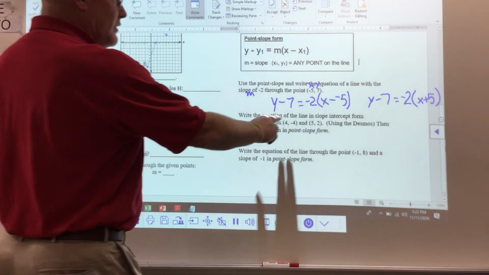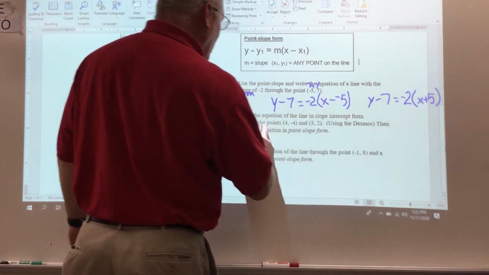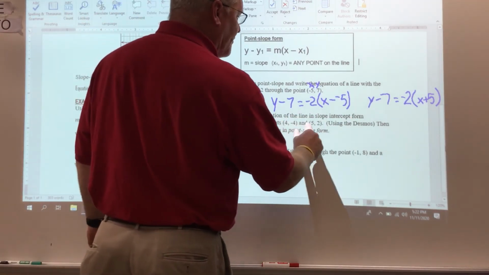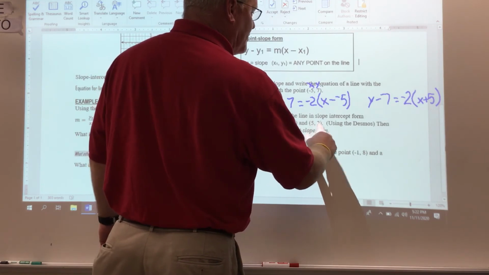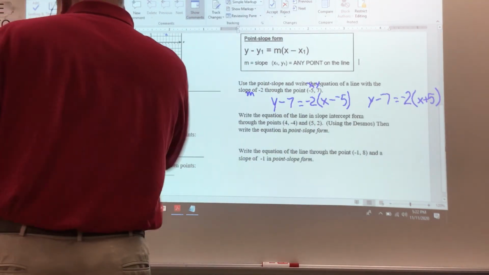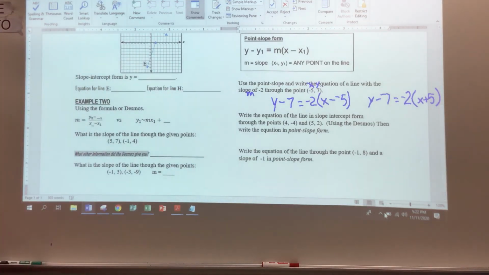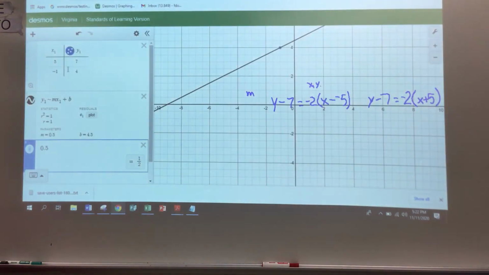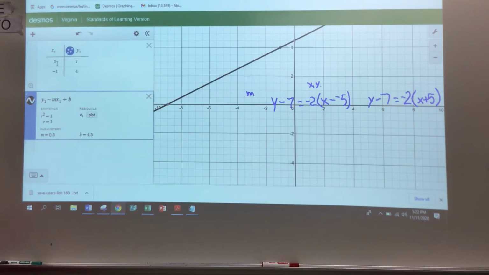Well, let's look at this one. It says write the equation of the line in slope-intercept form through the points (4, -4) and (5, 2). It says using the Desmos. So let's use the Desmos again. I think I already have it set up, sort of. I've already got some things in there, so let me type in what we need up top here.